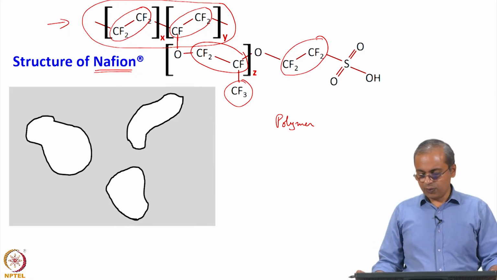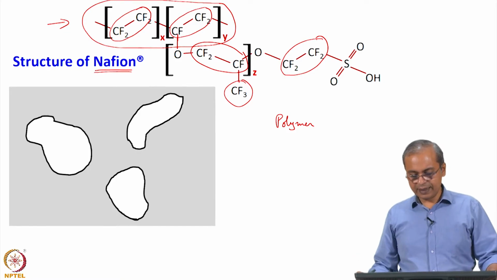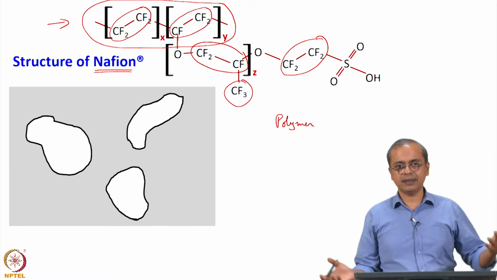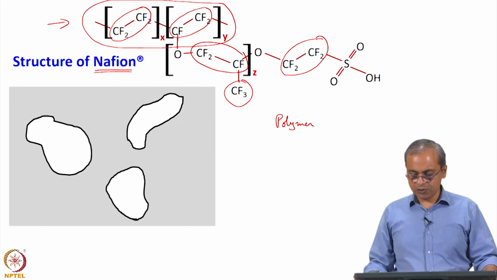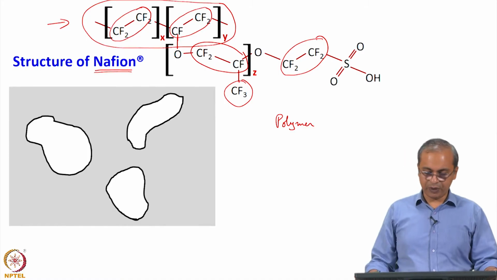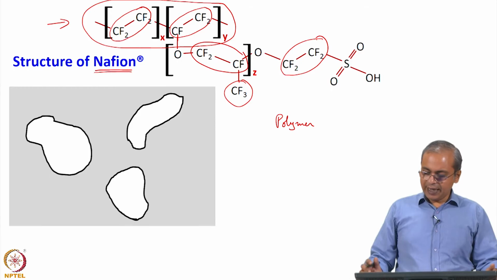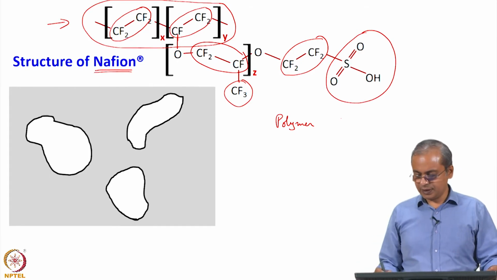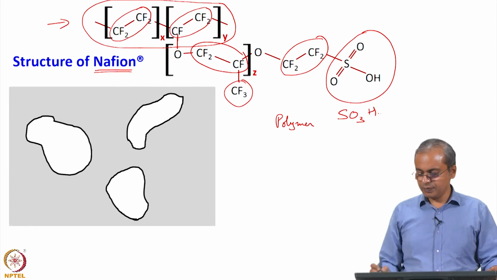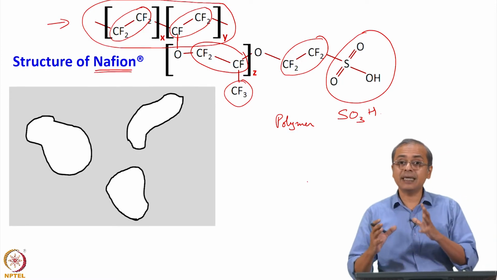Okay. So, this is called a polymer where it is perfluorinated, which means all the hydrogens have been removed from a hydrocarbon and all those hydrogens have been replaced by fluorine. So, now in this polymer in the end you have an SO3H group. So, this is an SO3H group. Okay. And this is considered as an acidic group.